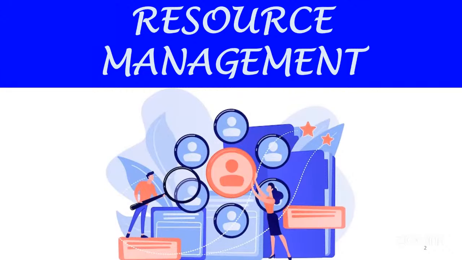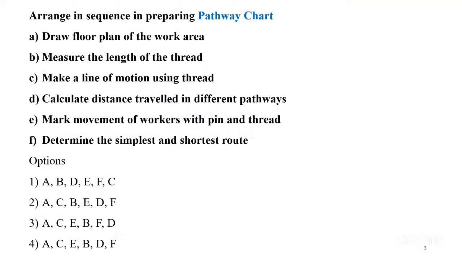Let's see the first question. Arrange in sequence in preparing pathway chart. A. Draw floor plan of the work area. B. Measure the length of the thread. C. Make a line of motion using the thread. D. Calculate distance traveled in different pathways. E. Mark movement of workers with pin and thread. And then the last one is determine the simplest and shortest route.